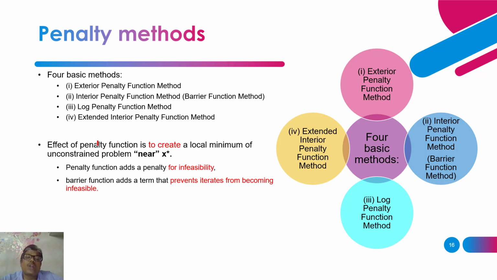As already discussed, penalty functions are added as a penalty for infeasibility, whereas barrier functions are added as a term that prevents the iterates from becoming infeasible. So the barrier is a kind of different approach, and the penalty function is another approach altogether.